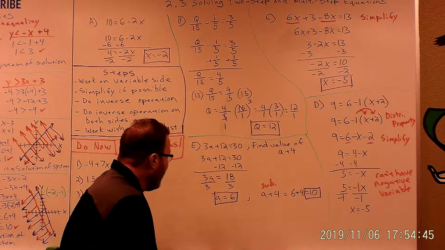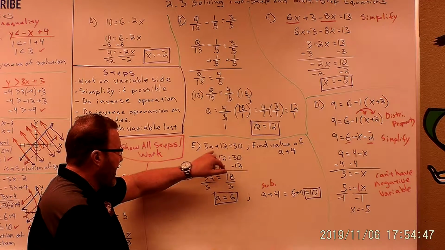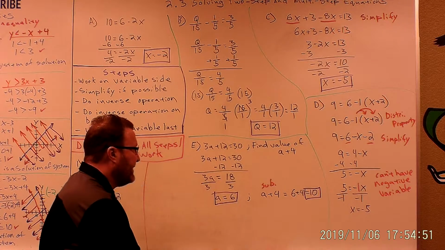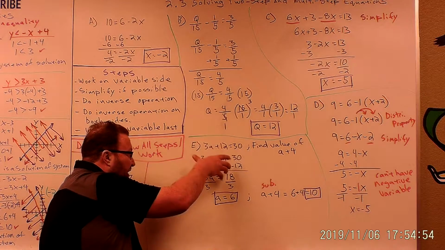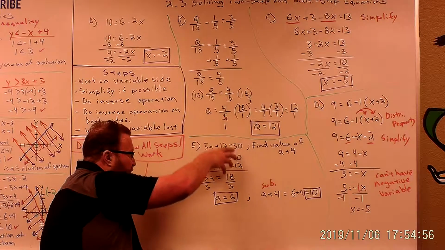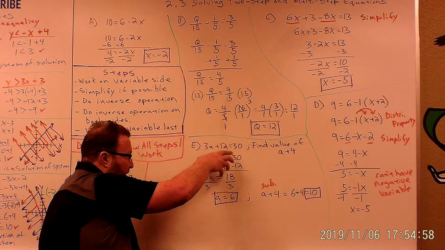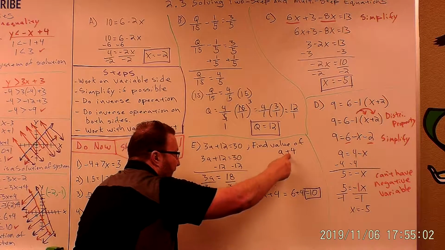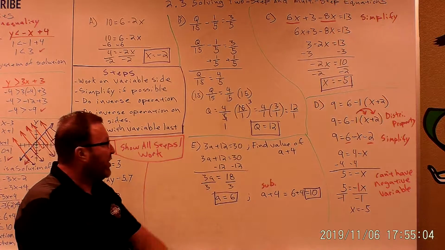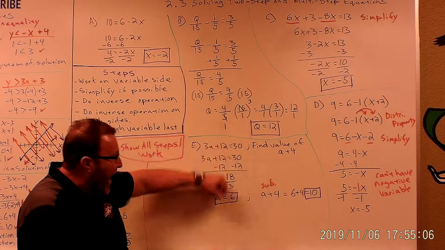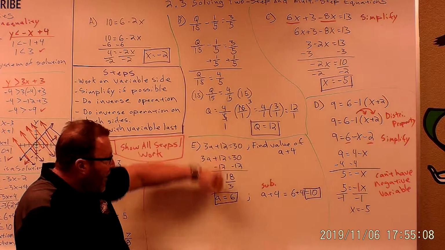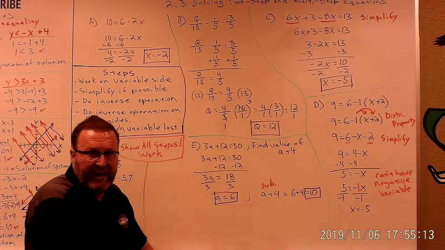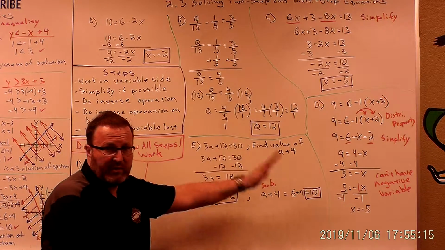We don't have any simplifying going on. We have 3a plus 12 equals 30. However, this is saying solve this problem first. Once you solve this problem and you get an answer, find the value of a plus 4. Okay? So this is saying solve for a first. Once you figure out what a is, add 4 to it and tell me the answer. So it's 2 problems in 1.